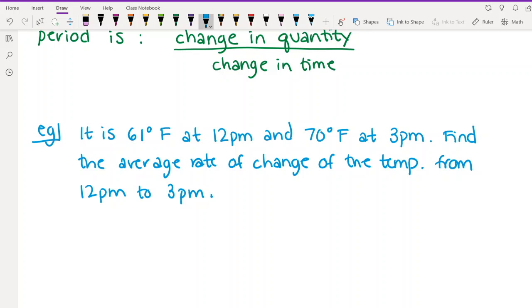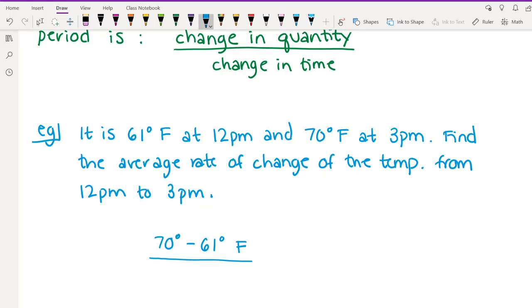Okay, so what do we want to do? Well, we need to figure out how much the temperature changed, and that's going to be in the numerator. And then we're going to divide that by how much time passed. So how much did the temperature change? Well, we can do that by subtracting. We can say 70 degrees minus 61 degrees, or you can just do it in your head. Fahrenheit. I'm going to include units because I think that will help us understand the meaning of this average rate of change.